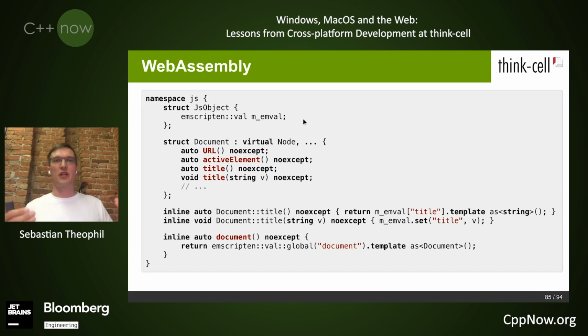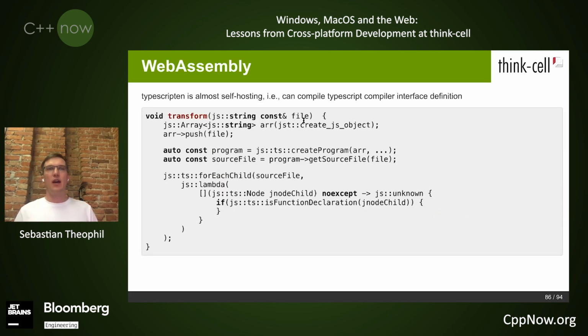Here, the document interface has an accessor for the URL, for the active element, and a getter and setter for the title, because that's not a read-only property. The implementation for document title wraps those type-unsafe calls that we don't want to write by hand because they're ugly and error-prone, and wraps them in an interface that guarantees correctness. And we can use that to write TypeScript in itself.